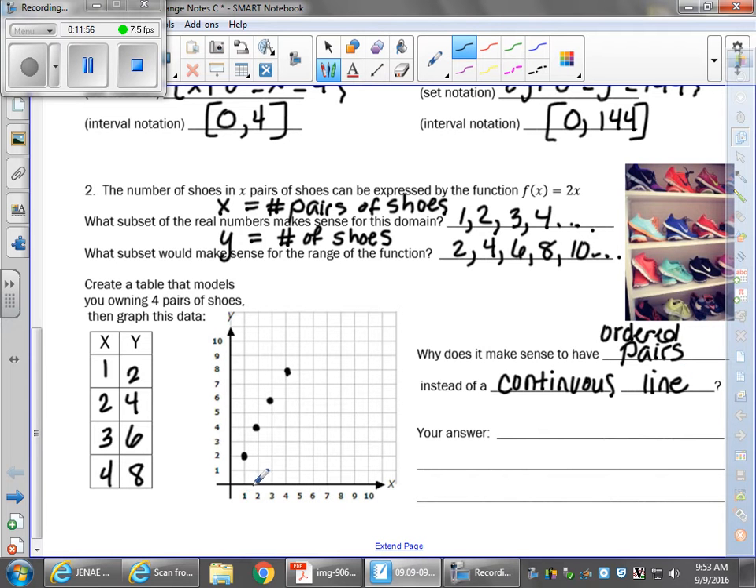If I had an ordered pair, look where I'm pointing on the screen, like right here, what x value would this point have? Like 1 point what? I don't know, 1.5 or 1.4, could be 1.399. Can you have 1.399 pairs of shoes?